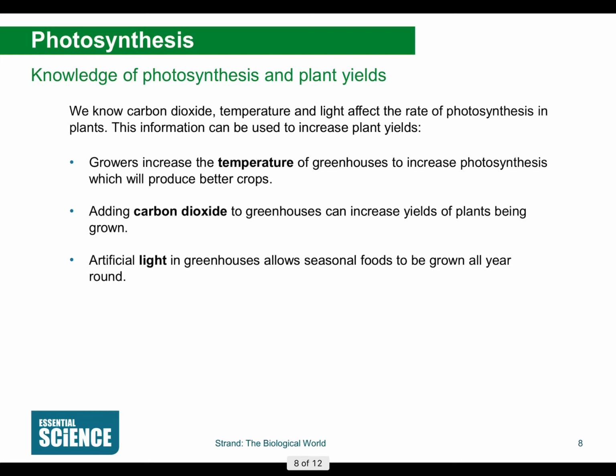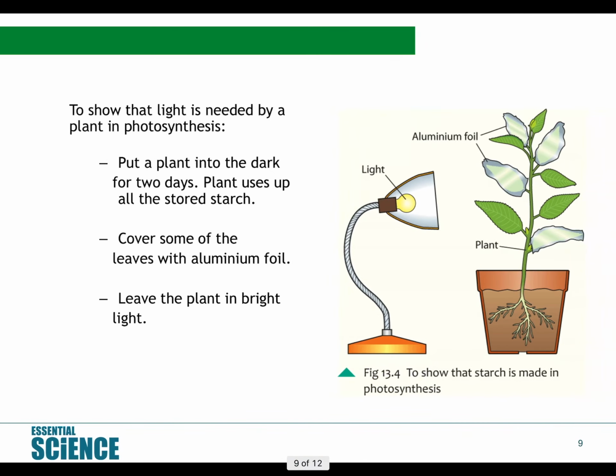So gardeners and horticulturalists put all of this into effect, if you like, when they're growing plants. So growers will increase the temperature by growing plants in a greenhouse, okay? Sometimes you can see them pumping carbon dioxide into greenhouses because the more carbon dioxide available to the plant, the greater the rate of photosynthesis. And also the light then allows for seasonal foods to be grown all year.